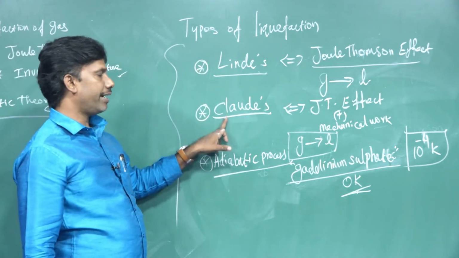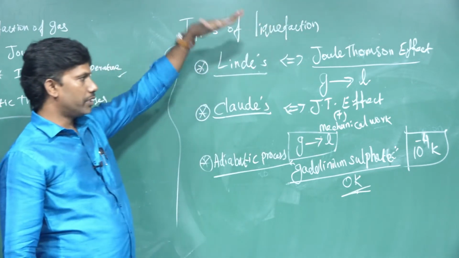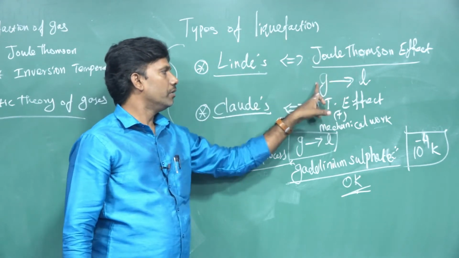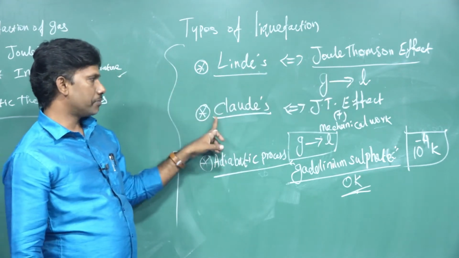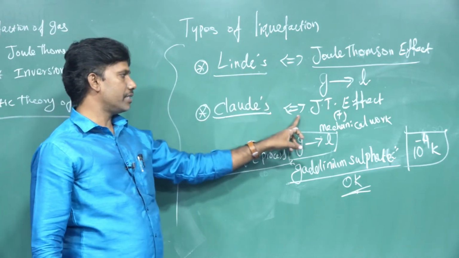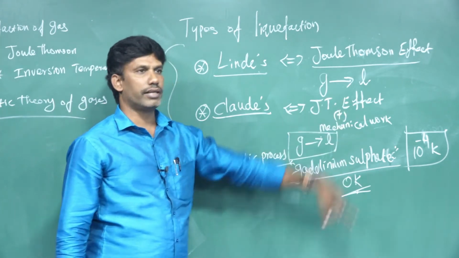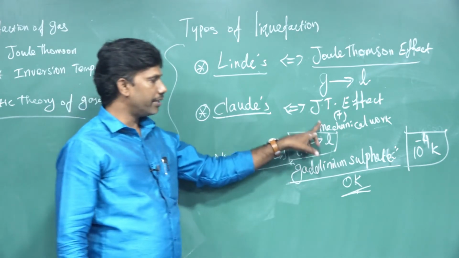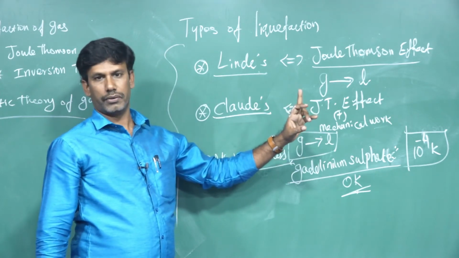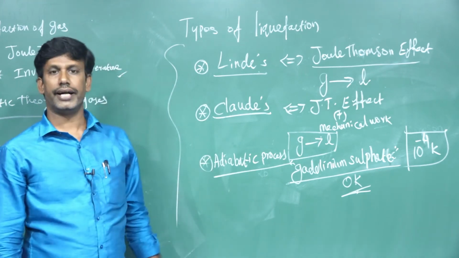Linde's process, Claude's process, then the adiabatic process. Linde's process strictly follows the Joule-Thomson effect. Liquid air or all other gases can be converted from gas to liquid by this method. In Claude's process, the cooling effect is comparatively more than Linde's process. Here the Joule-Thomson effect is followed, and in addition some mechanical work is done on the system, so that more gas is converted to liquid, or more cooling is produced. That's the purpose.